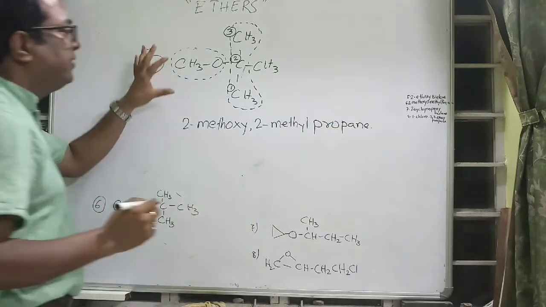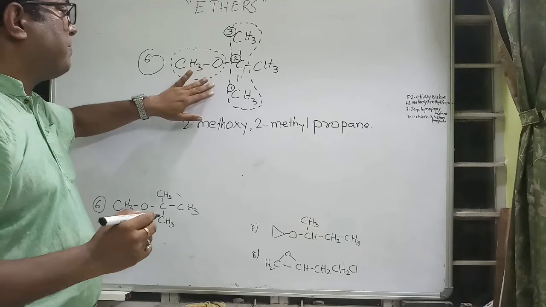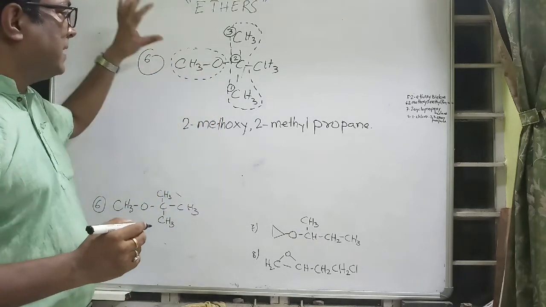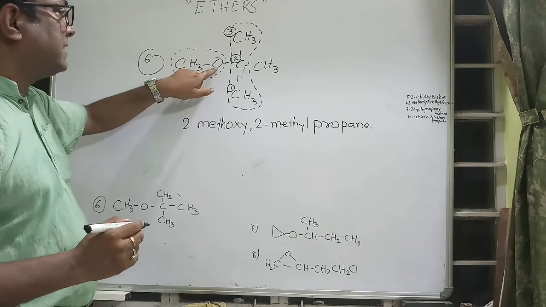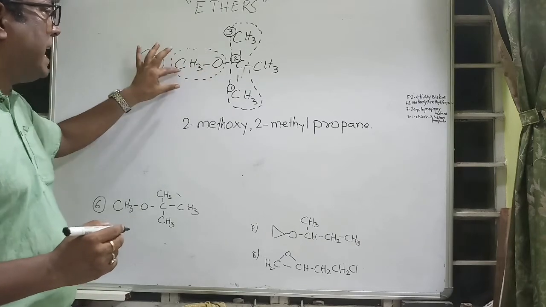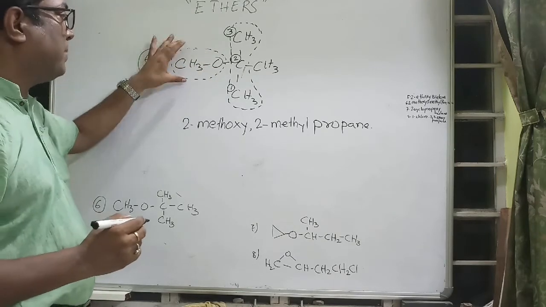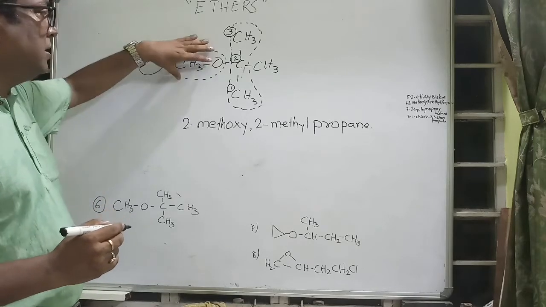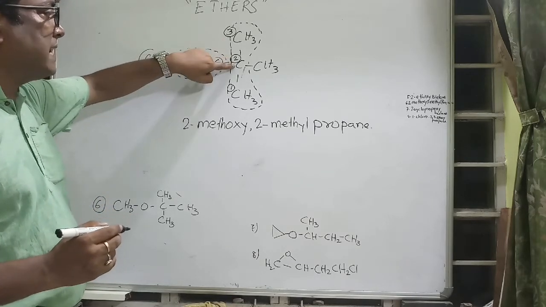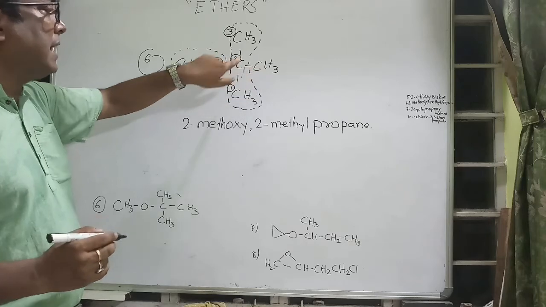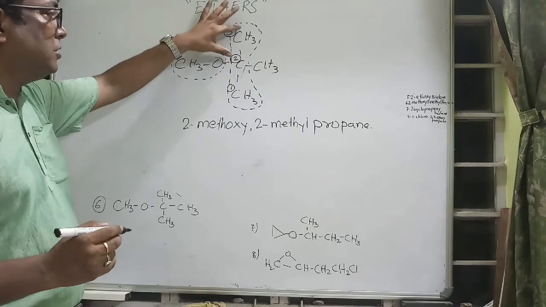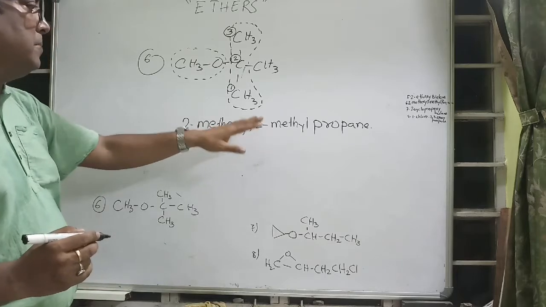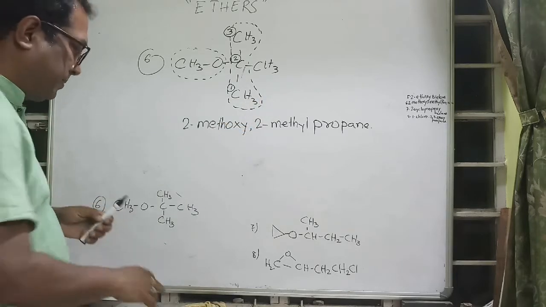Propane. So this type of formula is usually made wrong by students. They get confused, but I always tell you to attach that oxygen to the compound which would contain the lesser number of carbon atoms. So here this is methoxy attached to the second carbon, the methyl group attached to the second carbon, and the rest is propane. So 2-methoxy, 2-methyl, propane.